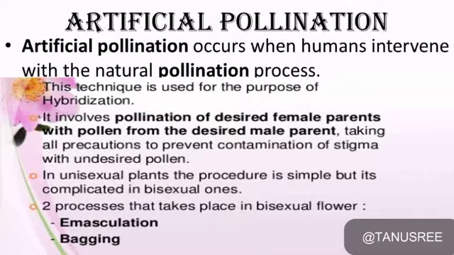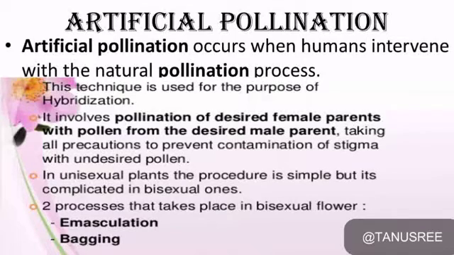Artificial pollination occurs when humans intervene with the natural pollination process. This technique is used for the purpose of hybridization to get better yield with desired variety. The desired female parent is pollinated with the pollen from the desired male parent. Precautions are taken to prevent pollination with undesired pollen.